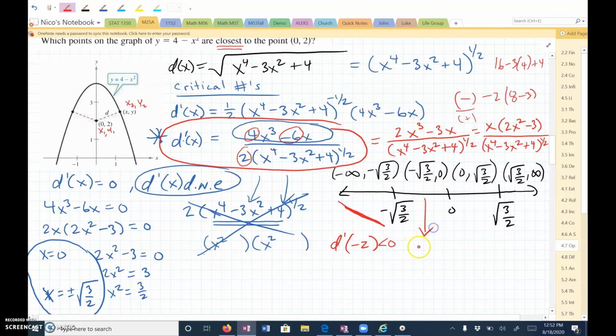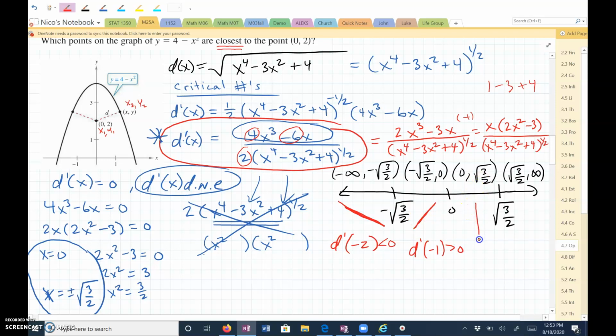Here, this interval here, I can test d prime of -1. So -1 in the numerator. This would be -1. This would be 2 minus 3. So that's a negative times a negative. That's going to be a positive. Denominator, this would be 1 minus 3 plus 4. That's going to be positive. So this is greater than 0. So this interval is going to be increasing.